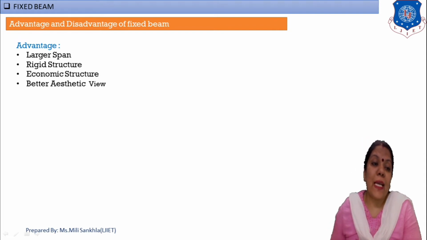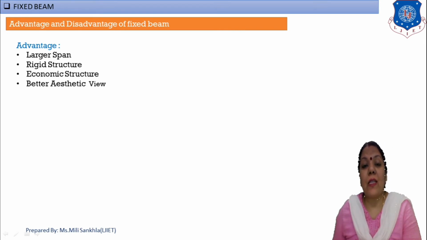Okay. Second, rigid structure. These indeterminate structures are fixed structures. That means these structures are rigid structures, and because of rigidity they can resist vibration. Okay, and also they can carry more load compared to flexible structures. This is the second advantage of fixed beam.